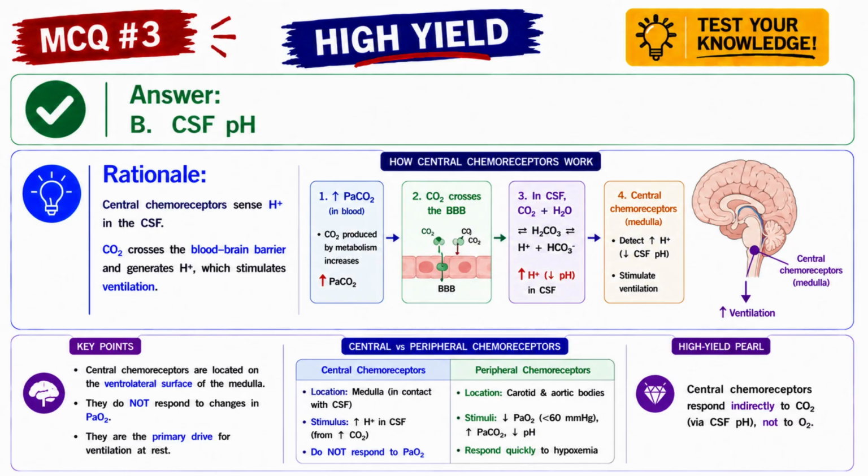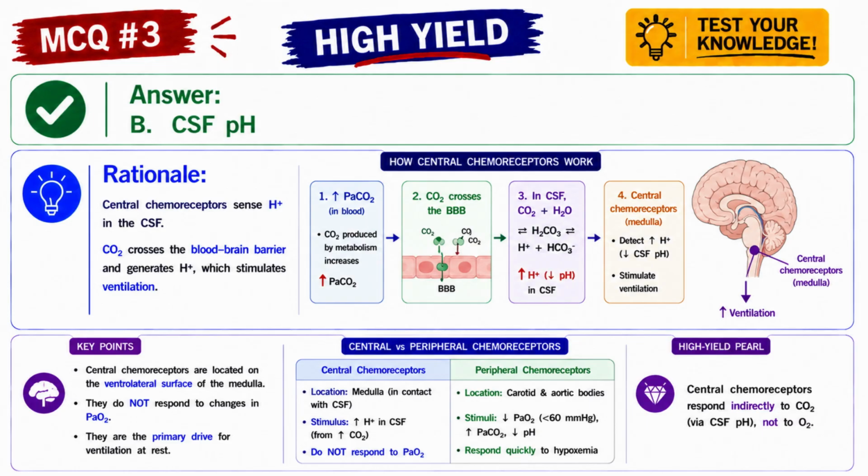Here is the mechanism. CO2 rises in the blood, as in hypoventilation, exercise, or increased metabolism. CO2 crosses the blood-brain barrier freely and rapidly. Inside the CSF, CO2 reacts with water via carbonic anhydrase to form carbonic acid, which dissociates to H+ and bicarbonate. The H+ lowers CSF pH. The central chemoreceptors detect this fall in CSF pH and powerfully stimulate the medullary respiratory centers, increasing respiratory rate and tidal volume, increasing CO2 elimination, restoring CSF pH toward normal.